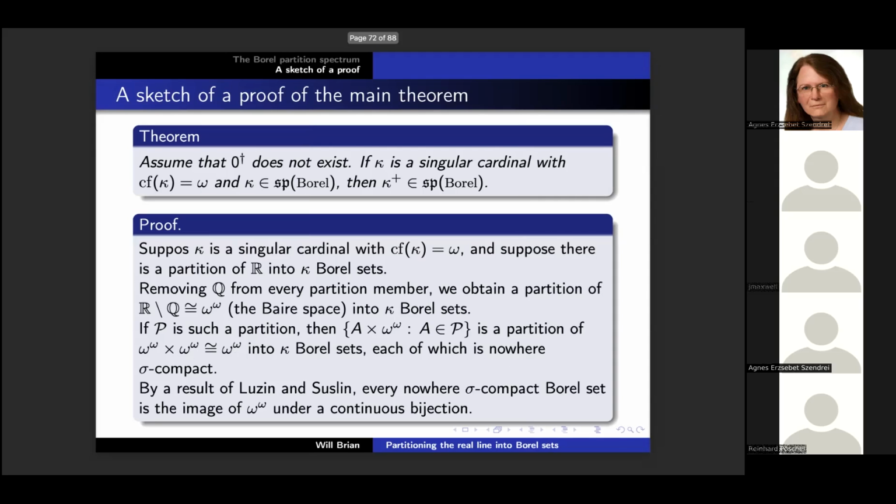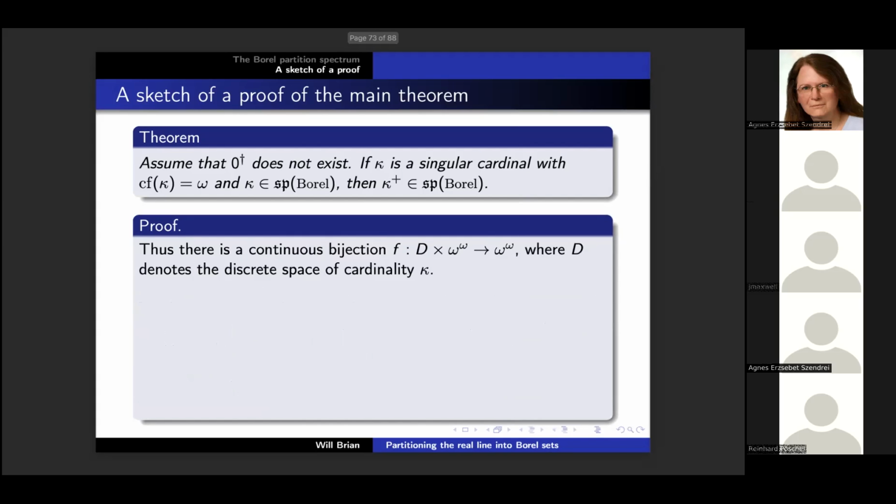Now this is important because going back to Luzin and Suslin again, although I actually come to think of it, I may have spelled their names differently on the other slide. But anyway, going back to Luzin and Suslin again, if you have a nowhere sigma compact Borel set, it's actually the image of the Baire space under a continuous bijection. So this is a very useful fact. So each of these kappa different partition pieces we can think of as the continuous image of the Baire space under a continuous bijection.